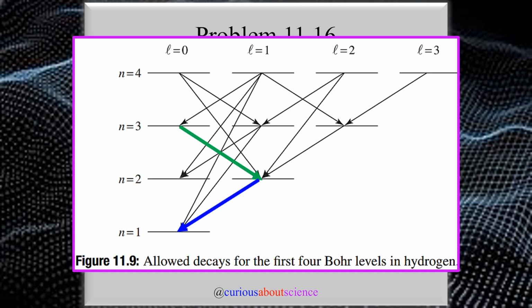How does an electron fall to the ground state? Let's discover the fascinating decay path.